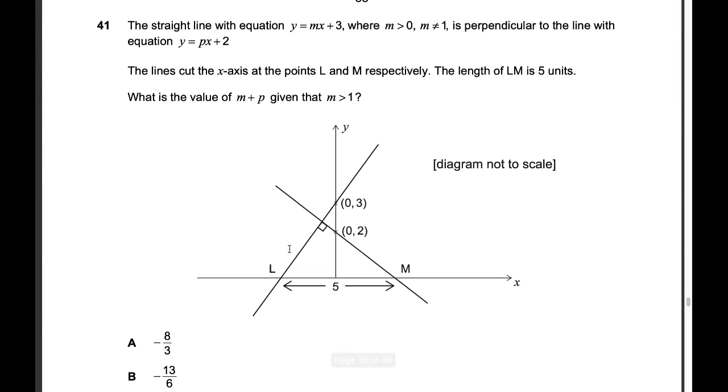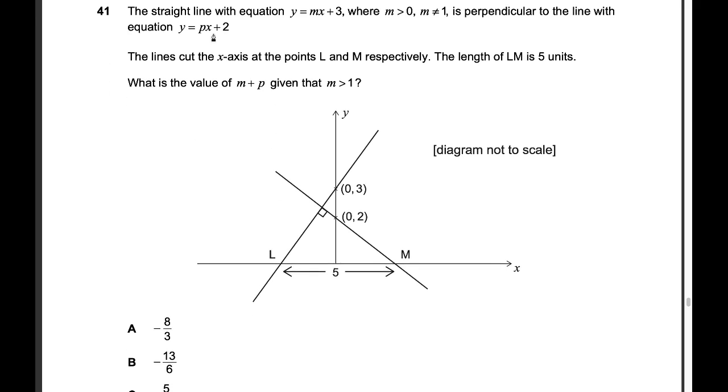Okay. So, okay, question 41. A straight line with an equation y equals mx plus 3, m is greater than 0, m is not equal to 1, is perpendicular to this line. Okay, so we're looking for this value of m in terms of p, and we have two lines that are perpendicular to each other.